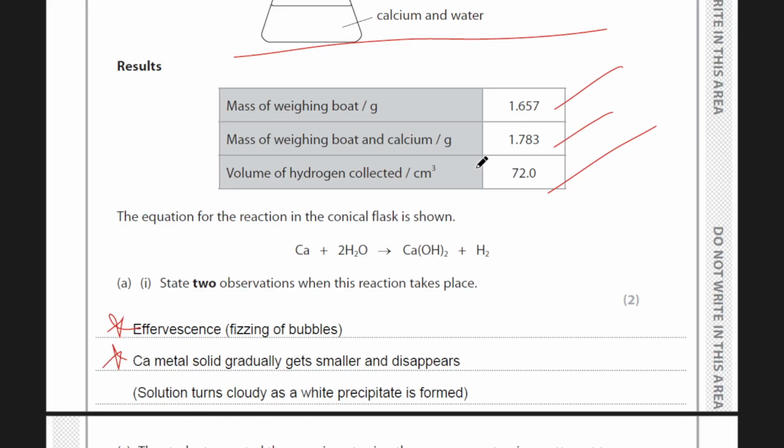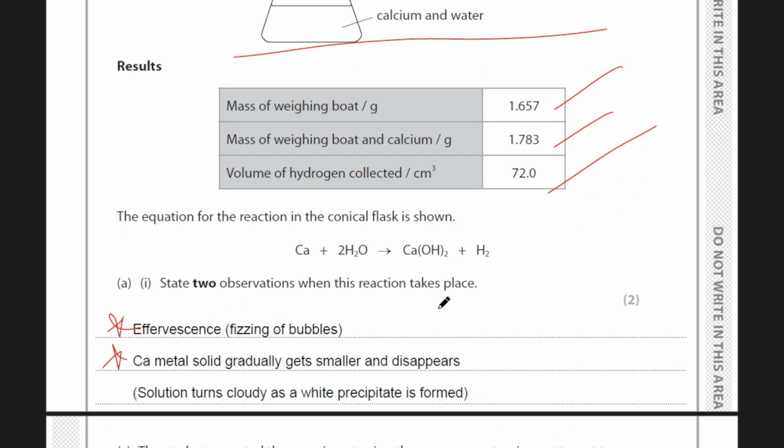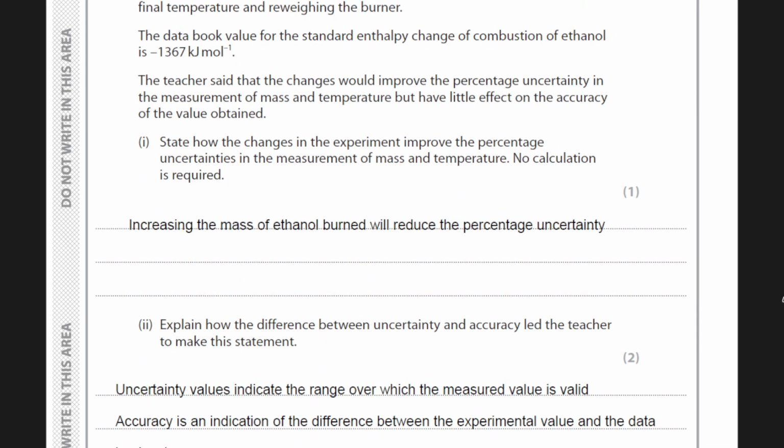Effervescence, obviously, because we know that hydrogen gas is produced, and the calcium metal solid gradually gets smaller and disappears. And at one point you will see a white precipitate produced due to the production of calcium hydroxide, which is slightly soluble in water, considering slaked lime is produced and quicklime. Slaked lime is the reason why it's a white precipitate.